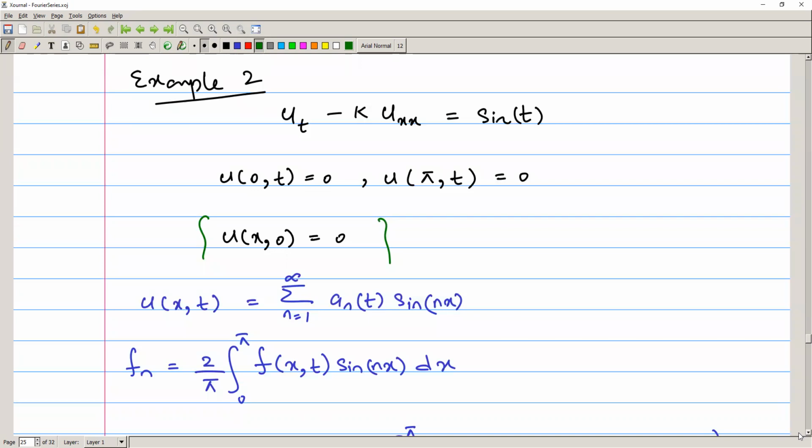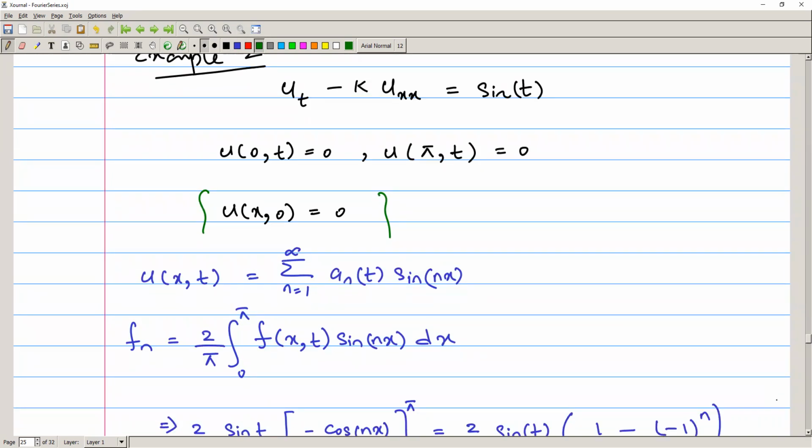Here we will apply the same method of eigenfunction expansions. The solution is given by u(x,t) is equal to the summation from n equals 1 to infinity of an(t) sine nx. So we have to find this an(t). Sine nx, because of this sine n pi x over L, and here L is equal to pi, therefore the eigenfunction is sine nx.